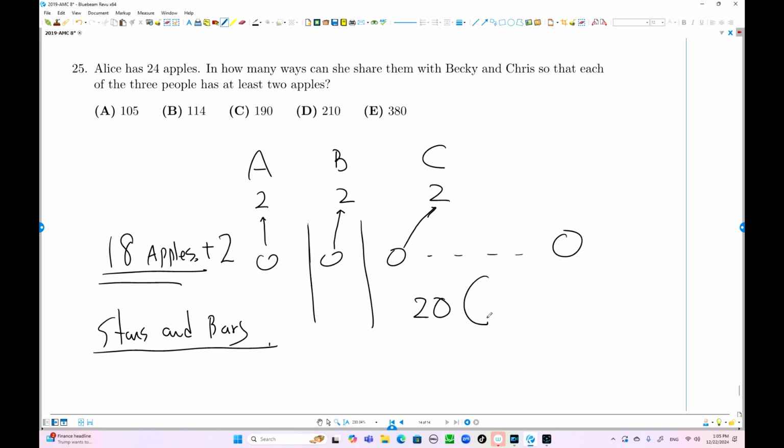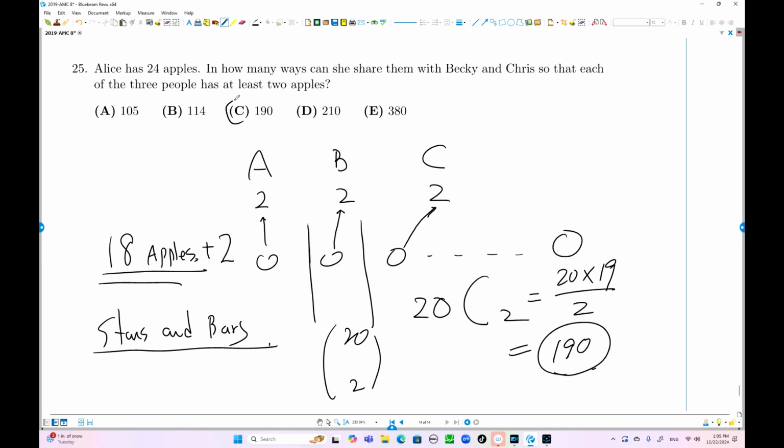Out of 20 stars, we choose two bars over here, right? Which two bars? So we can use 20 combination 2, okay? So 20 combination 2 is what? 20 times 19 divided by 2, okay? That is 190 different arrangements, okay? All right, that's the answer.